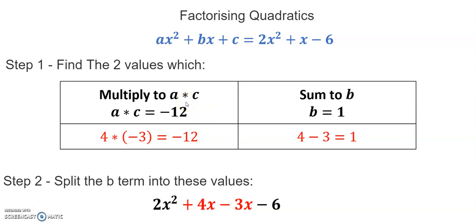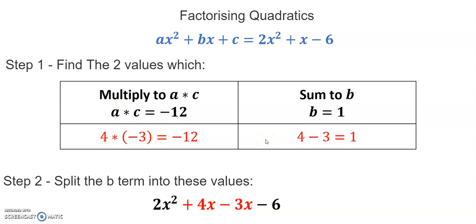So the first thing we do is we find ac and we find b. So ac, as before, we take a times c, which gives us 2 times minus 6, giving minus 12. Whereas summing to b is whatever b is, which in this case is 1. So we need two numbers that multiply to minus 12 and sum to 1.